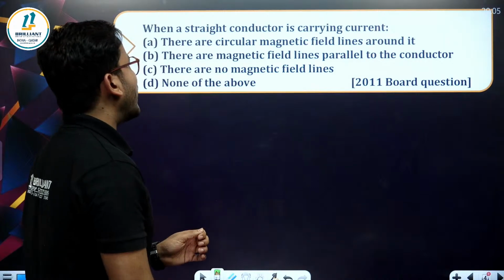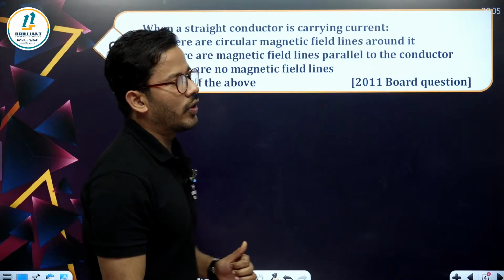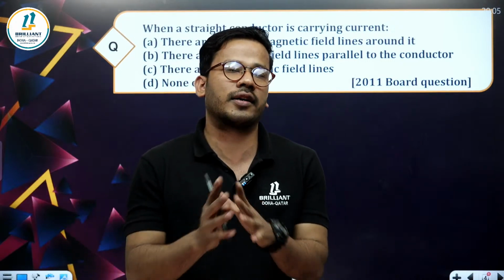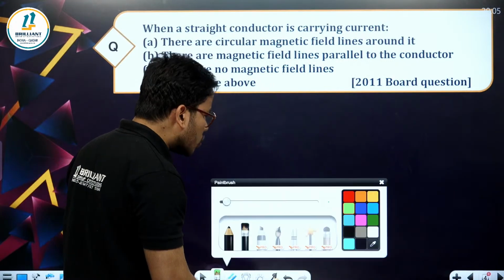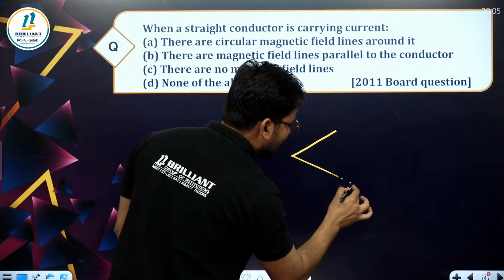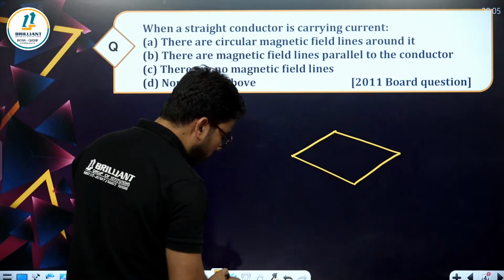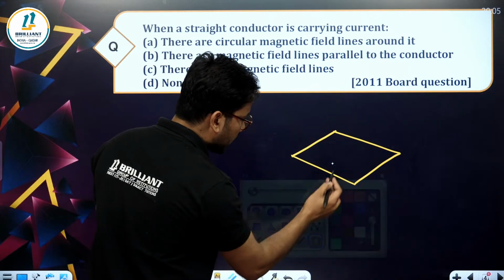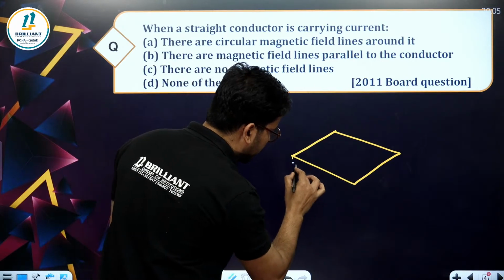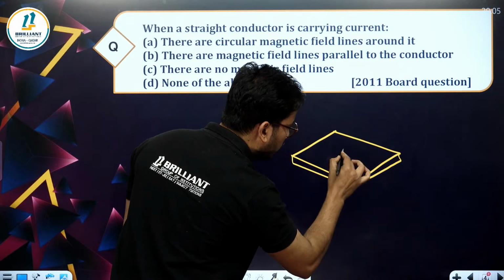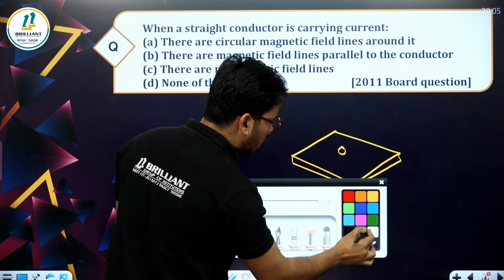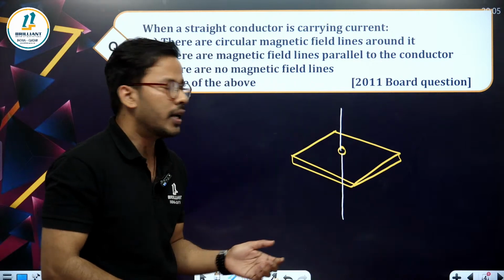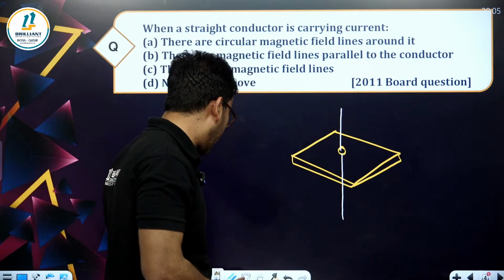All right, when a straight conductor is carrying current, let me draw it and figure out what exactly they are talking about. We have gone through an experiment like that, right? What we will do here is take a straight conductor and a cardboard, and make a hole over here. In this hole, you will insert a thick copper wire in such a way that the cardboard should not slide up and down.